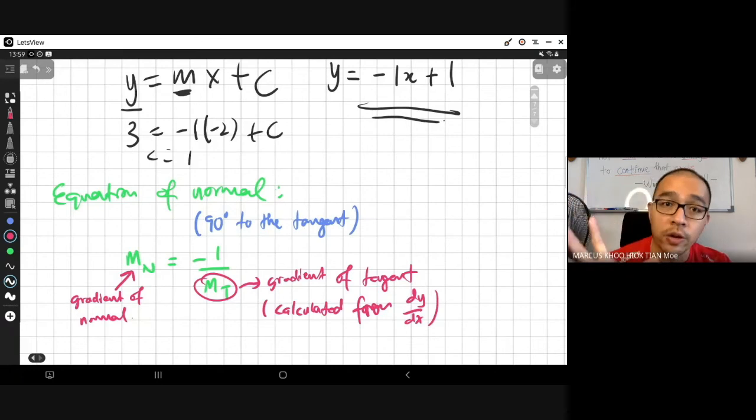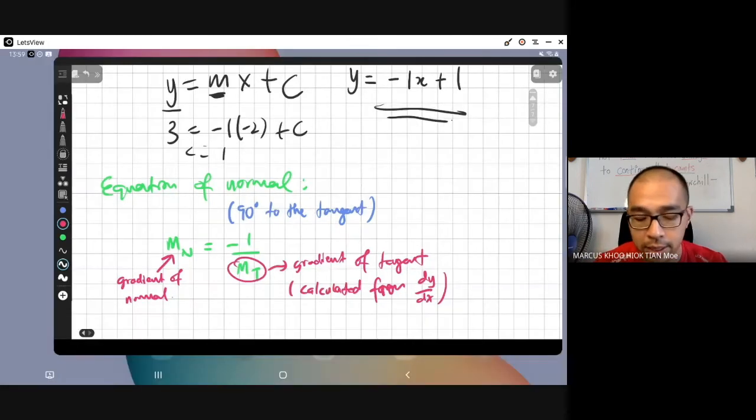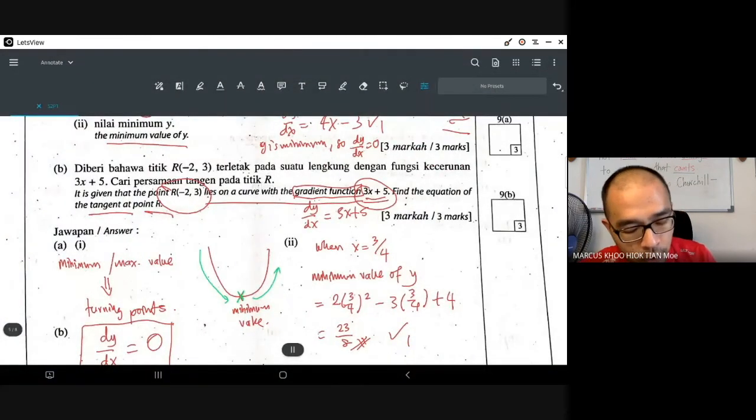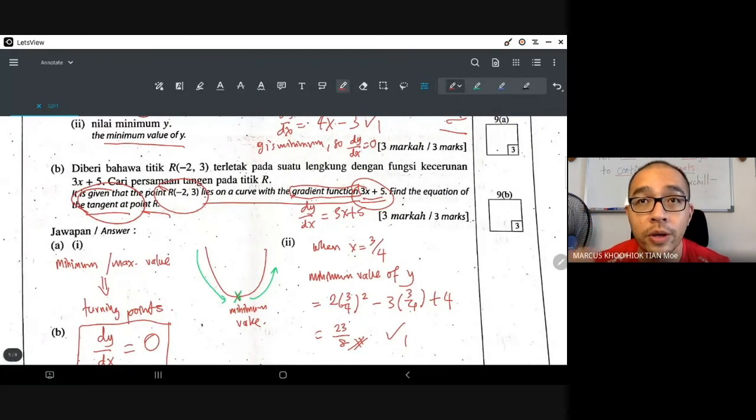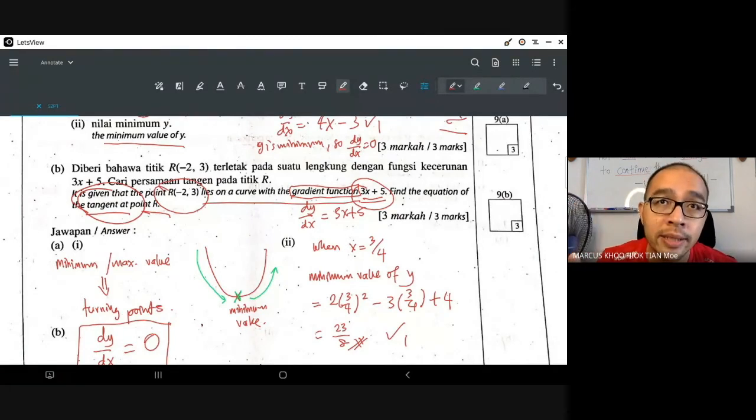Okay, so you need to read the question properly. Is the question asking you for equation of tangent or equation of normal? In the case of this question B, they are asking you to find the equation of tangent. So I use dy dx first, I find the gradient, then I use that gradient directly to find the equation of the straight line. But if the question says find the equation of the normal, one extra step. I use dy dx first, I find the gradient of the tangent, then I find the gradient of the normal, then I do y equals to mx plus c.